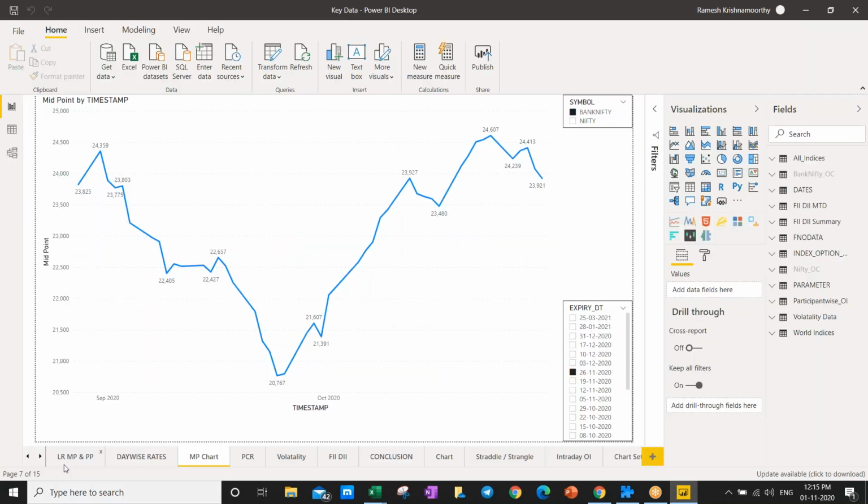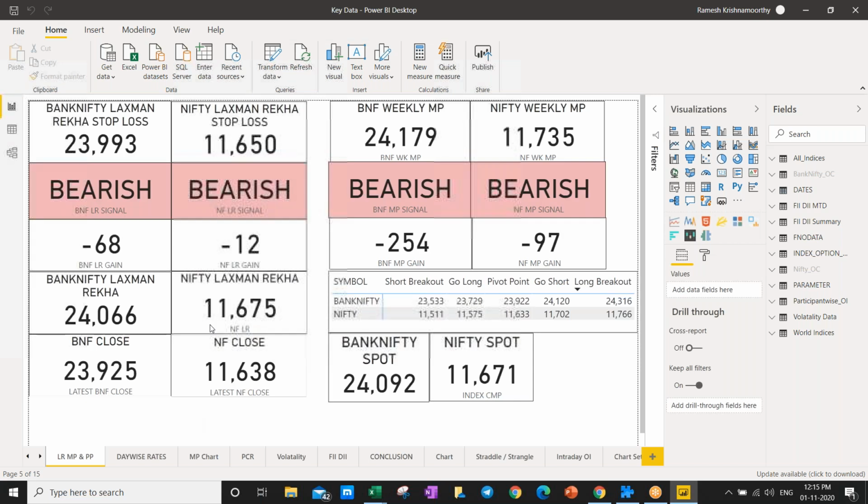So this is what I am showing on YouTube every day. 23,993 is the trailing stop loss, and this is the static Lakshman Rekha. Every day, starting from the expiry day, the VWAP will take the complete cumulative average, and this stop loss will be trailed actually. So in case a big move comes on the upside or downside, and you want to cut your positions and book your profits, this will be able to help you actually.